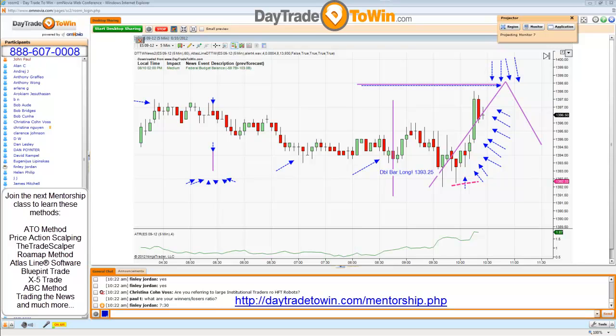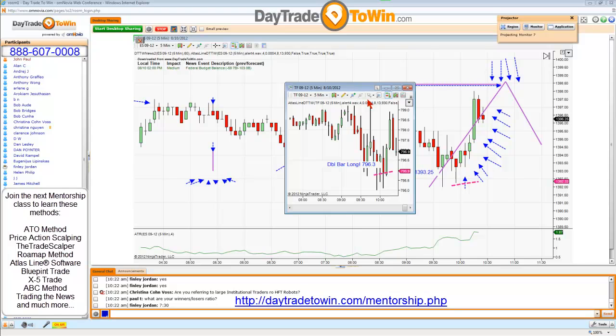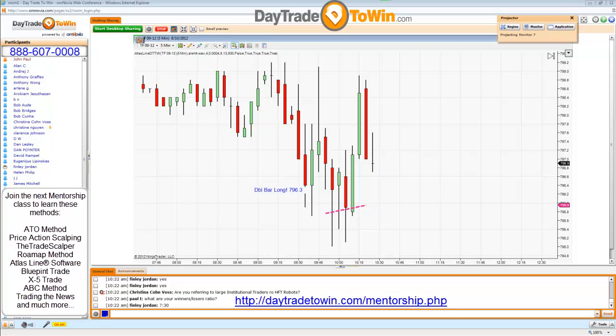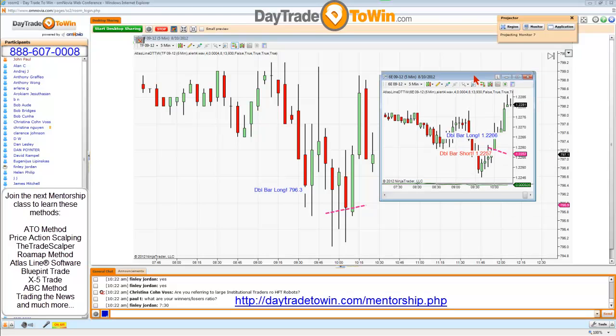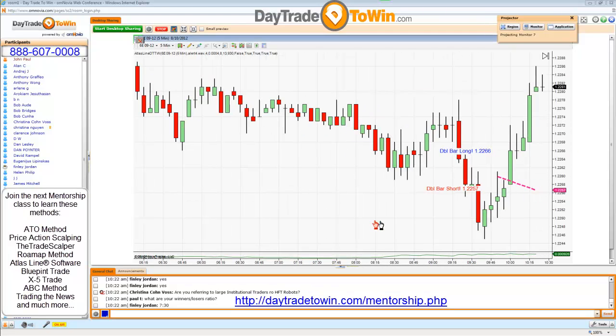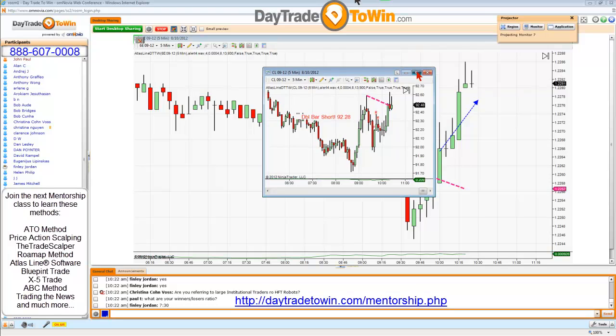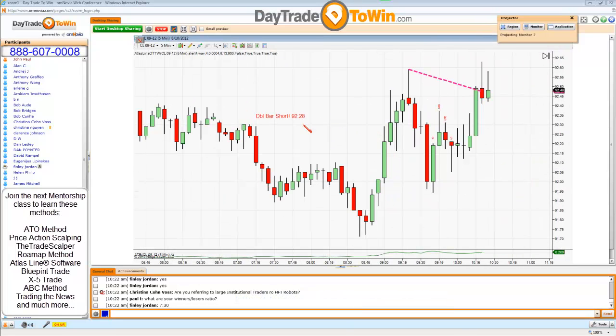Some of you are asking about the Atlas line here. What, 7:30? Okay. Here is the Atlas line for the Russell for today, to go long at 796.30. Here's the Atlas line for the Euro. Had a short trade here that didn't amount to anything, turned into a long. Here's the Atlas line for all you crazy oil traders out there. Short over here.